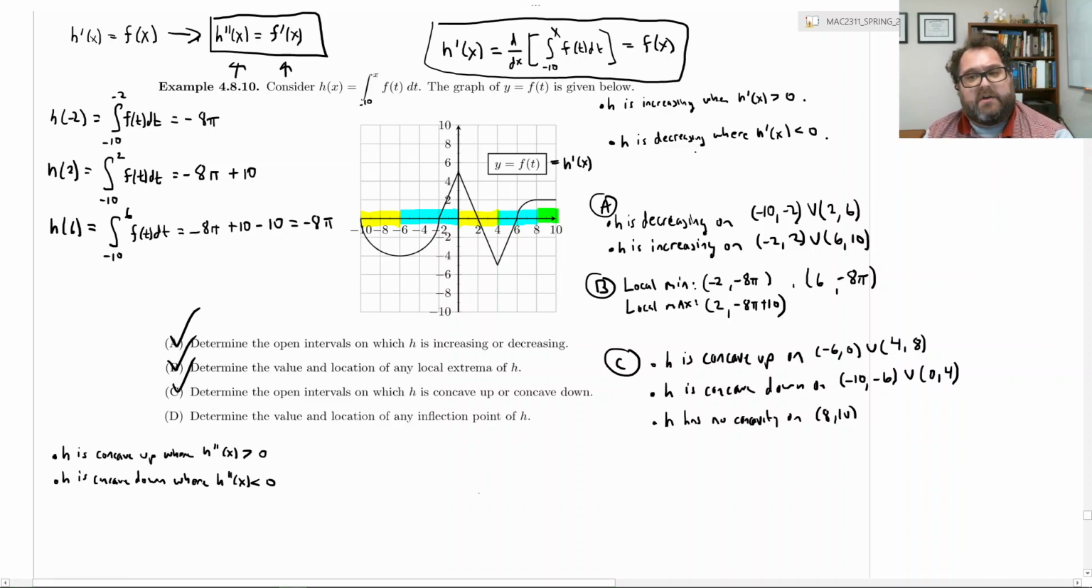And now to answer question D, remember, inflection points occur when you have a continuous function that changes from concave up to concave down, or concave down to concave up. So basically, where does the function change from concave up to concave down? Because this is a continuous function. It's not discontinuous between -10 and +10. So anywhere it changes from concave up to concave down, or vice versa, we have an inflection point.